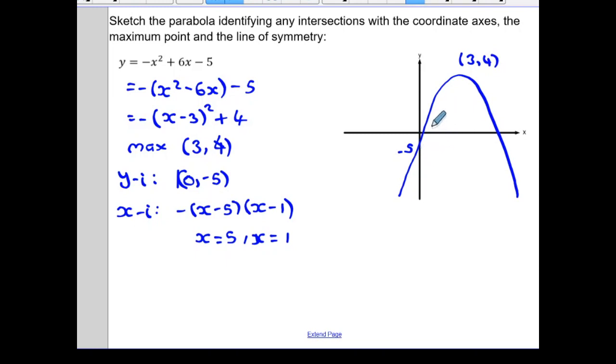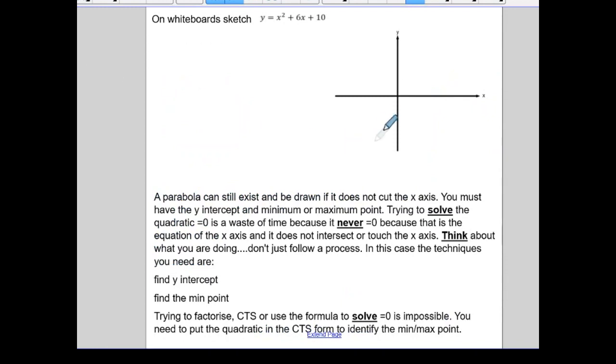And then our x-intercepts are at 1 and 5. Obviously not very accurate, but it is just a sketch. We are just indicating where these points are. It does not need to be an accurate plot of the quadratic. Now, slightly different. Just zoom into this one.